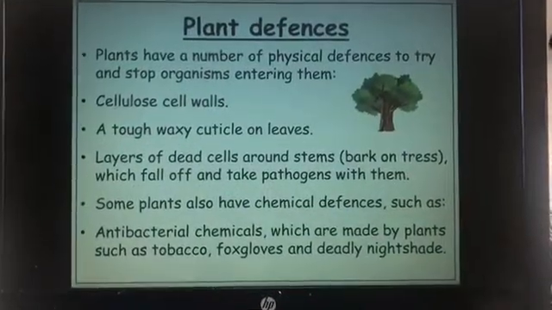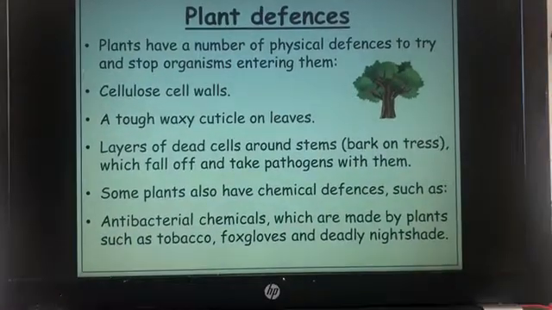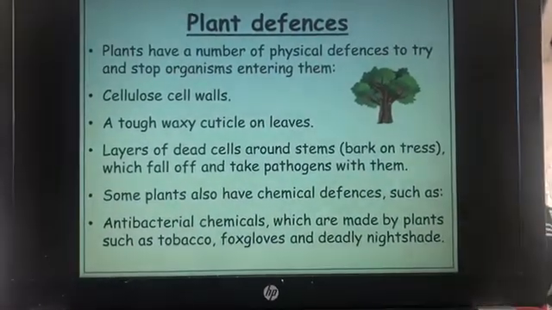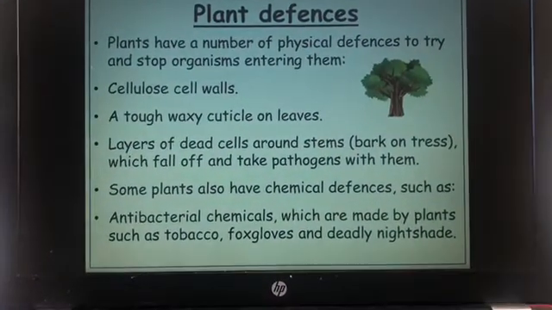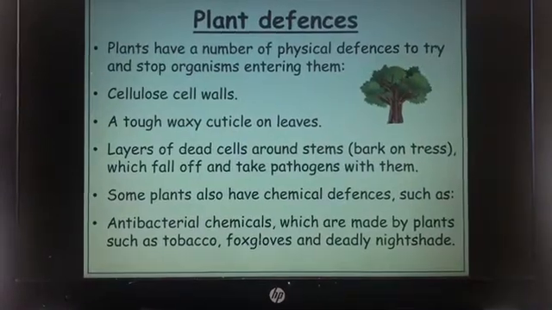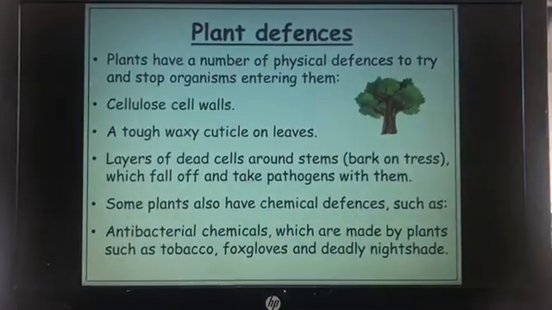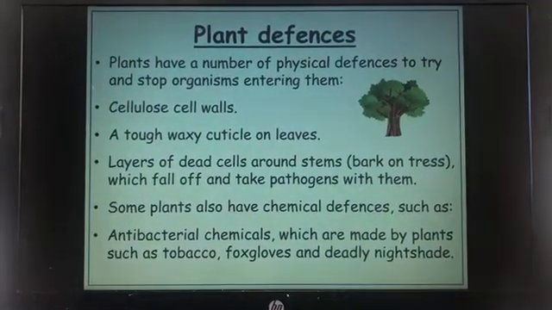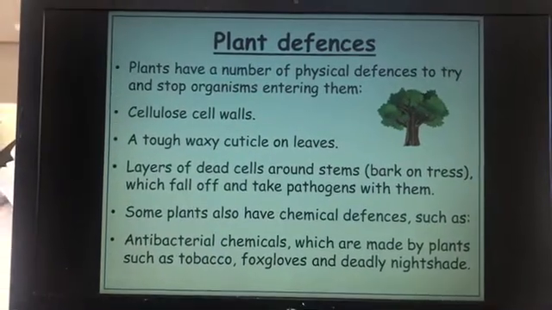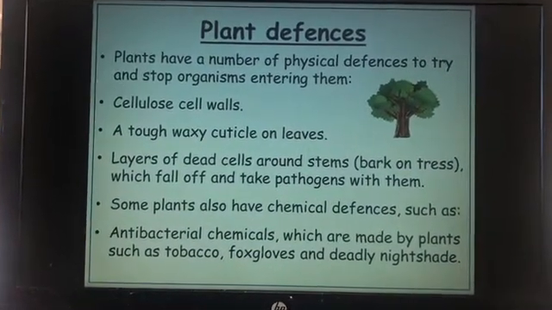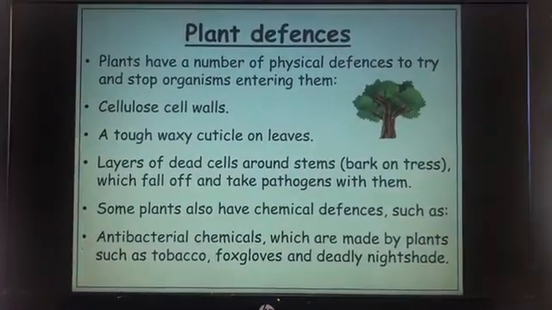Got a range of plant defences, so physical defences like cellulose cell walls to stop herbivores from eating them, and a tough waxy cuticle that's difficult to chew through. There's also layers of dead cells around the stems, so the bark on a tree, when that falls off, will take any pathogens with it. There's also chemical defences, such as having a sour or not nice taste, or some actually have antibacterial chemicals such as tobacco or foxgloves, which will kill any bacteria on the plant.